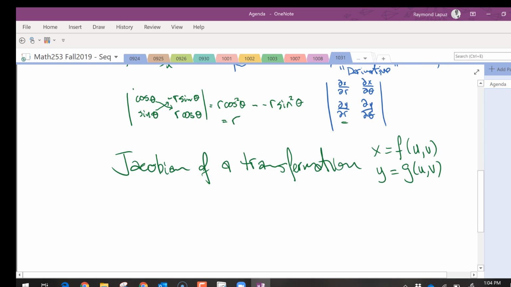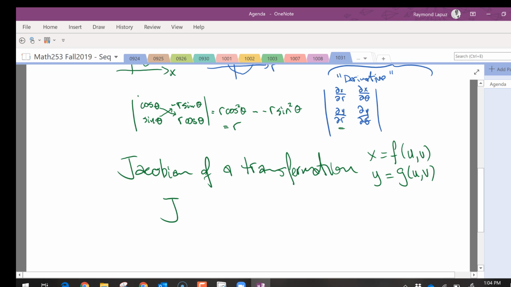So the Jacobian of the transformation is going to be given by the determinant. Sometimes they call it J. It equals the partial of x with respect to u, partial of x with respect to v, partial of the second variable with respect to u, partial of the second variable with respect to the other independent variable.